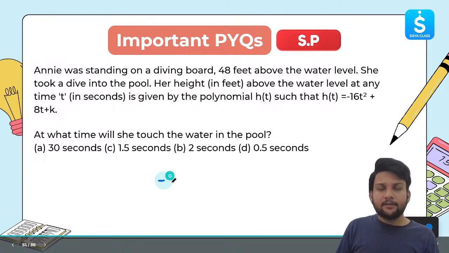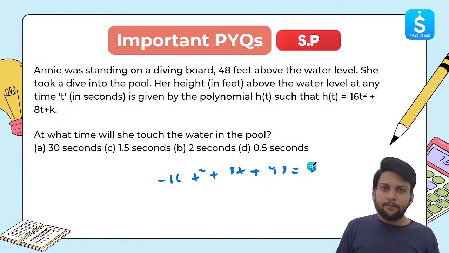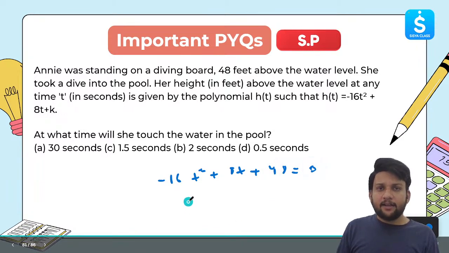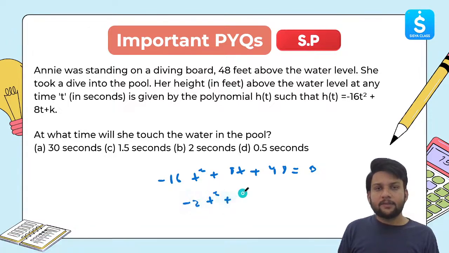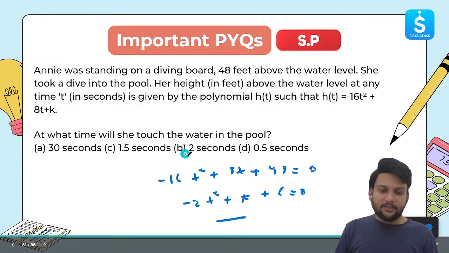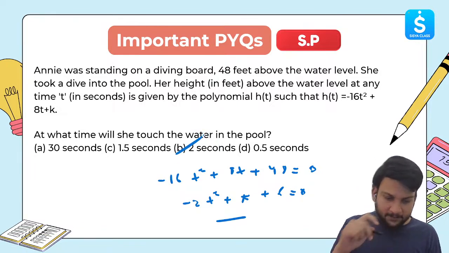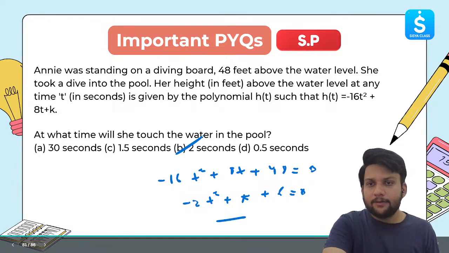minus 16 t square plus 8t plus 48, since we have found the value of k, equals 0. If I simplify this further, I can always take 8 as common. I will get minus of 2t square plus t plus 6. Now, if you solve this equation, you will get the answer as t equals 2. Is it clear up till now? Great, great, great. Let's move forward.